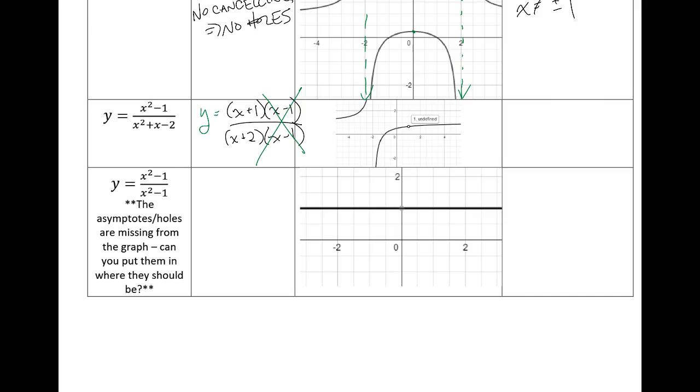But in the meantime, I also need to honor this fact. So when I do my non-permissible values, I still need to write the whole thing. 0 can't be x plus 2 times x minus 1. So x cannot be 1 or -2. But again, because it canceled out, I expect this to be a hole and this to be an asymptote.